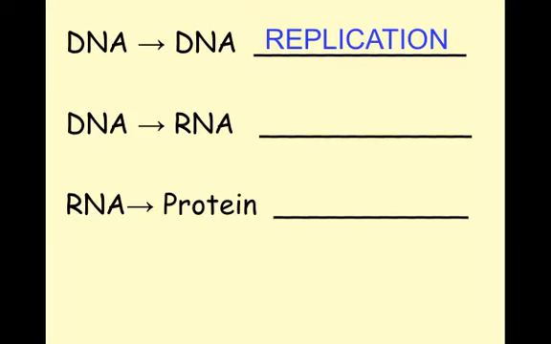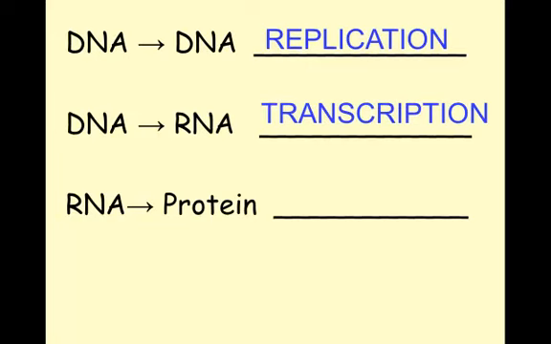The other thing that we did was use the DNA information to make an RNA message. Going from DNA to RNA is called transcription. We're taking the information in the DNA and transcribing it into RNA. The other thing we did then is to take that RNA message and turn it into a protein. The process of going from RNA to protein is called translation.